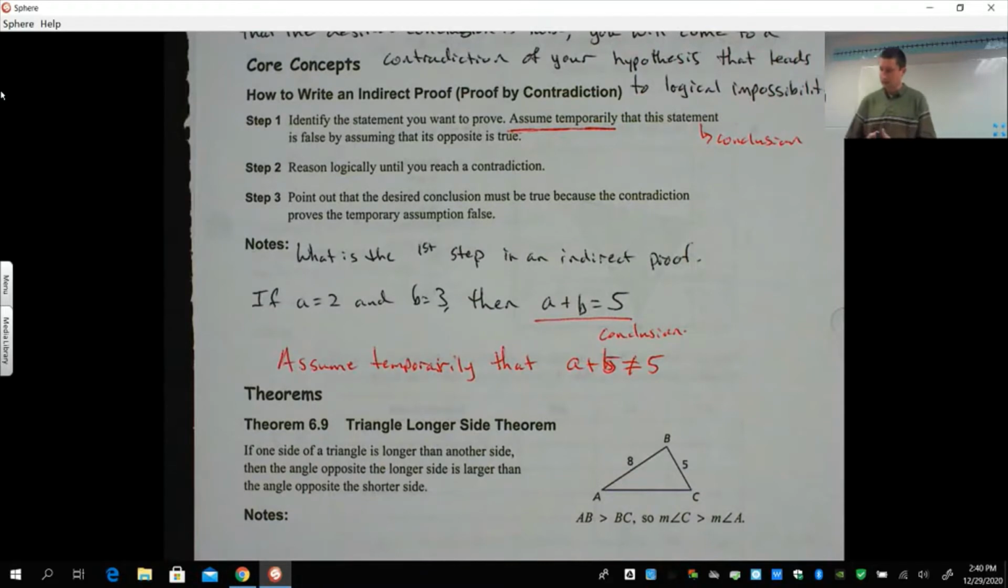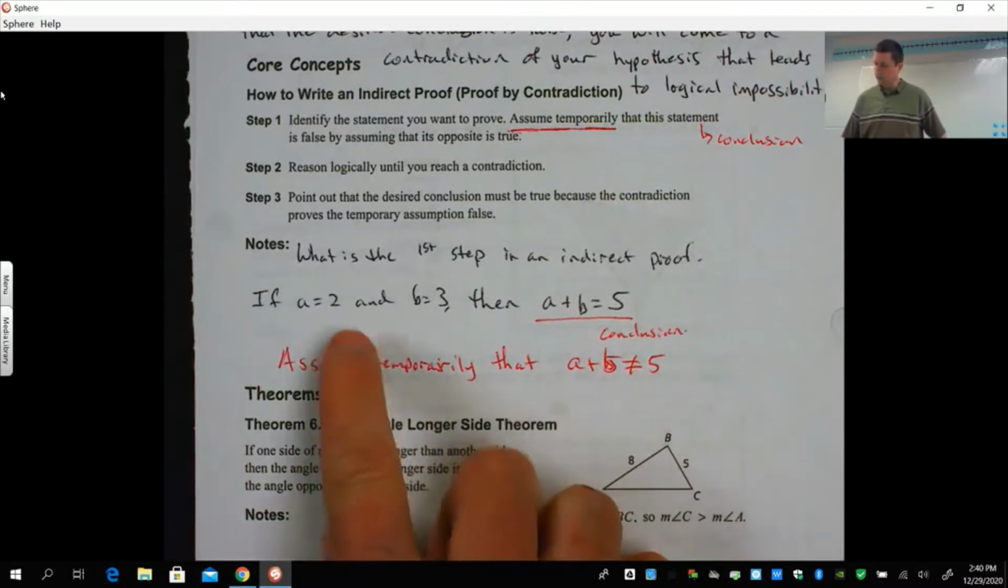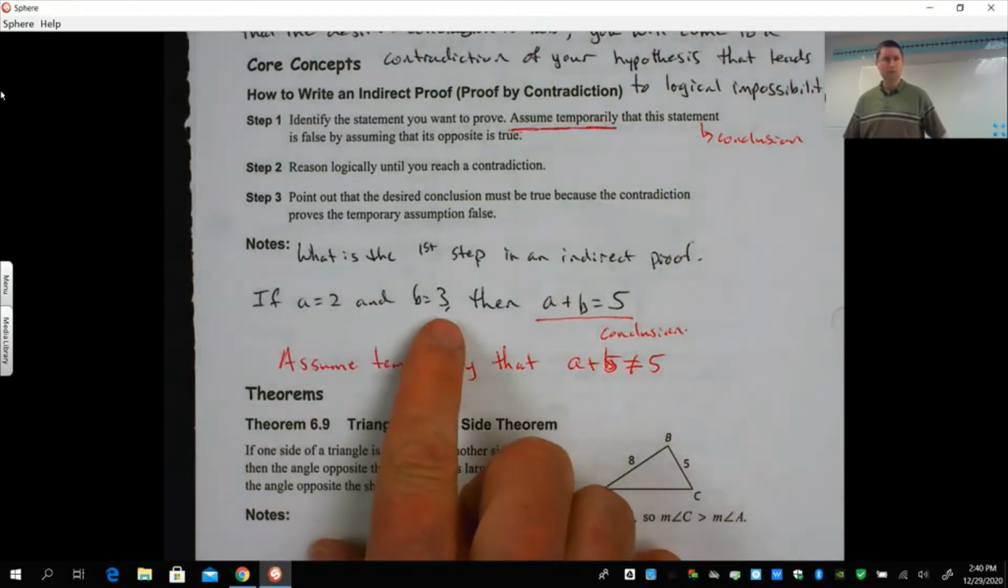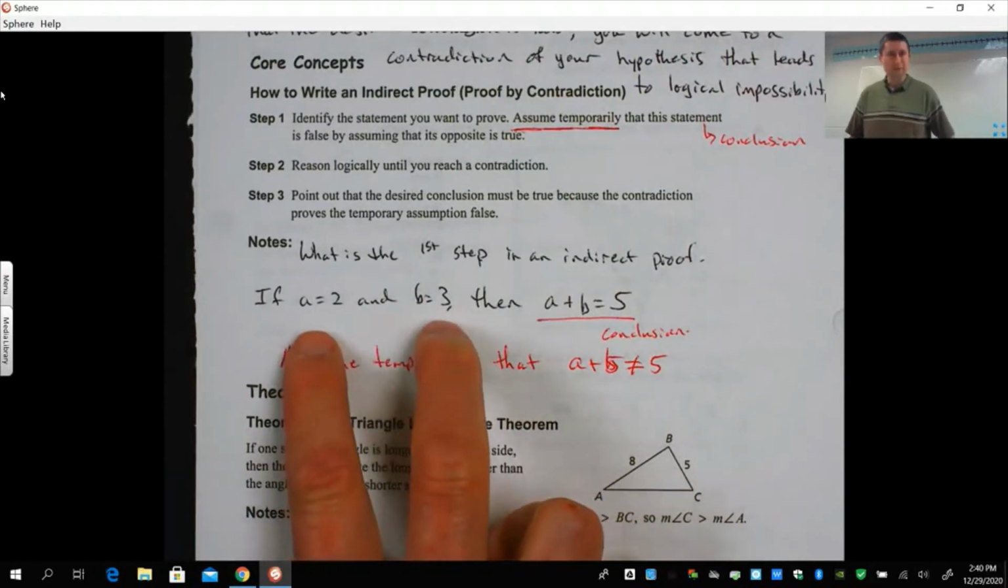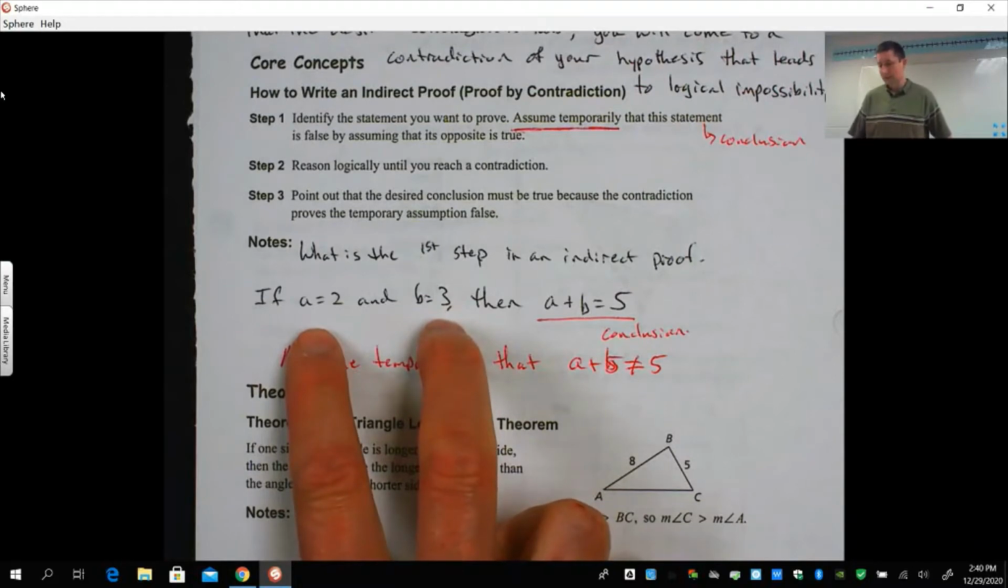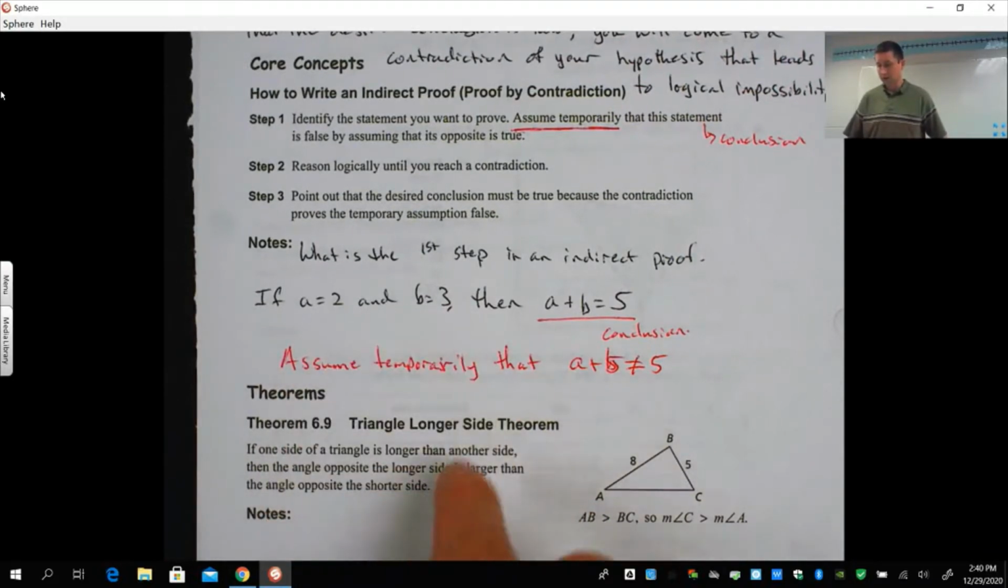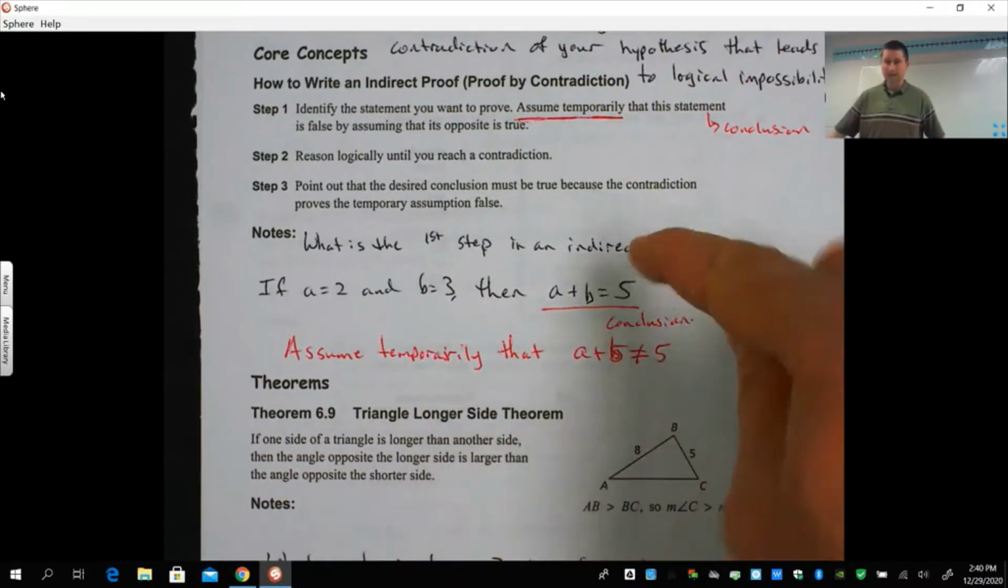Okay, and you can kind of look at this and know that this is not going to work out here, because we can assume that it doesn't equal 5, but then you're like, well, but A equals 2 and B equals 3, and 2 plus 3 does equal 5. Okay, if you're working in base 10. So 2 plus 3 does equal 5, so therefore our assumption is false, making this true.